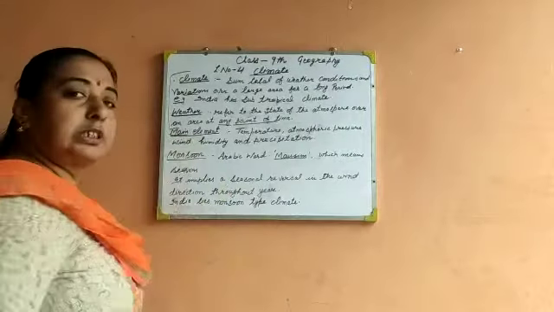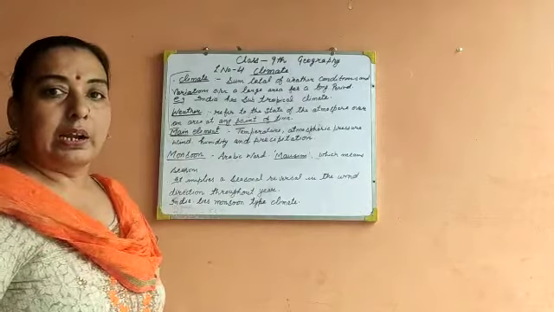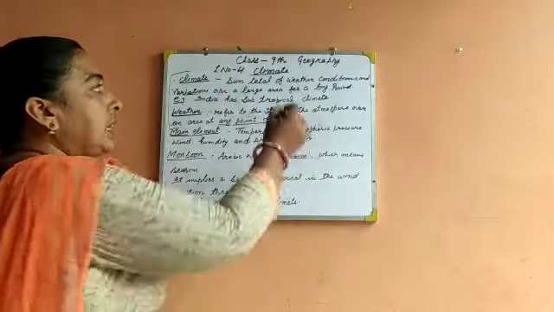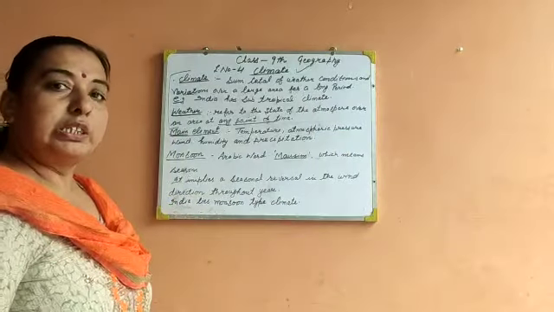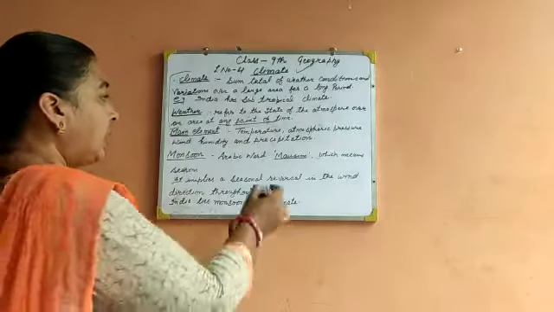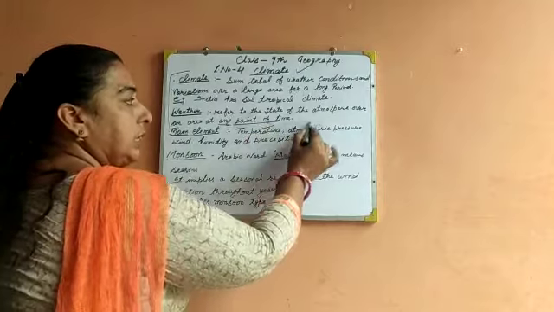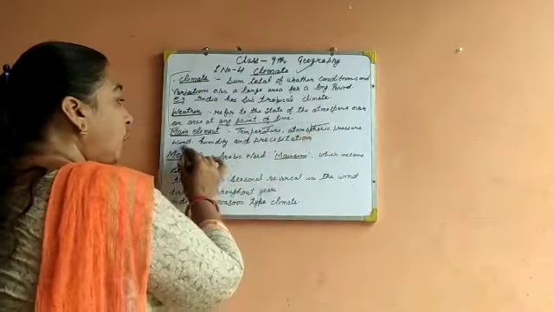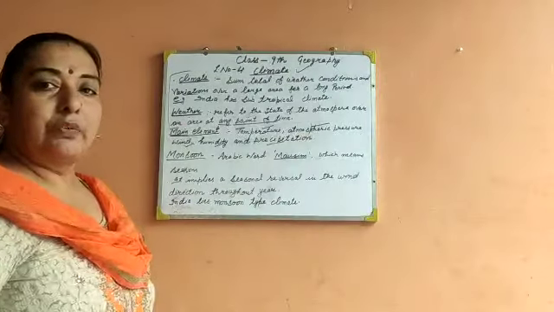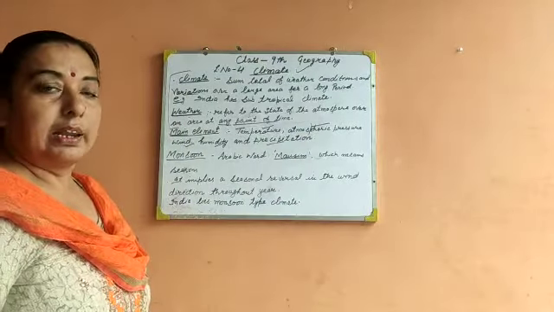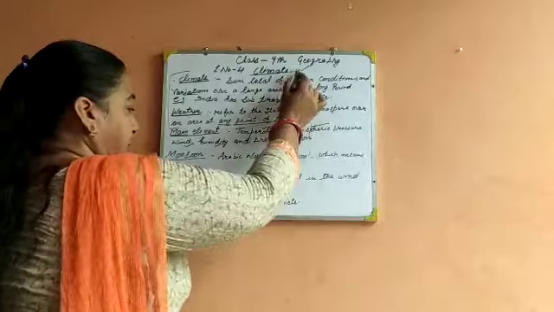Now our next question is, what are the main factors which affect the climate of India? There are so many factors which affect the climate of India. First is temperature, then atmospheric pressure, wind, humidity and precipitation. These are the factors, or elements, which affect the climate.